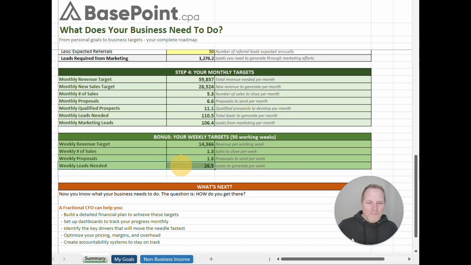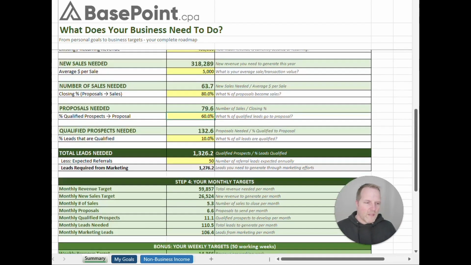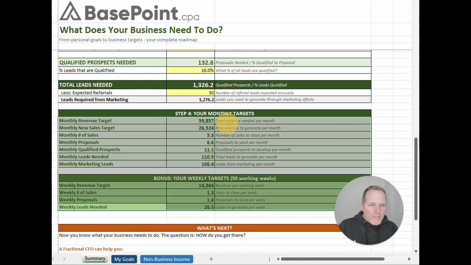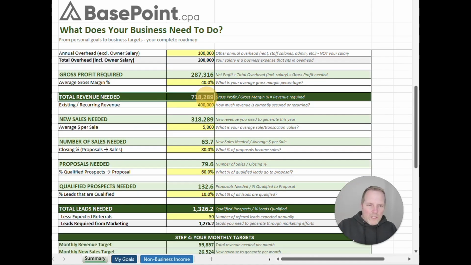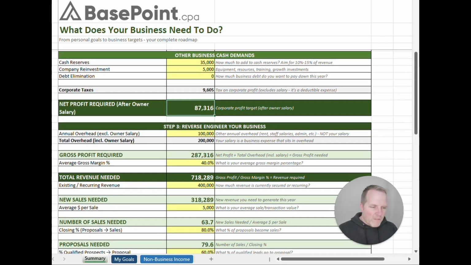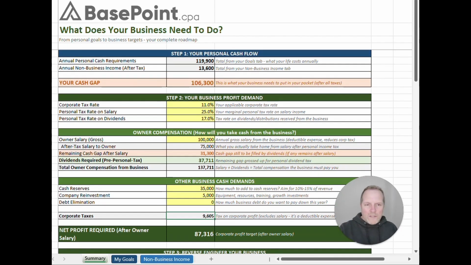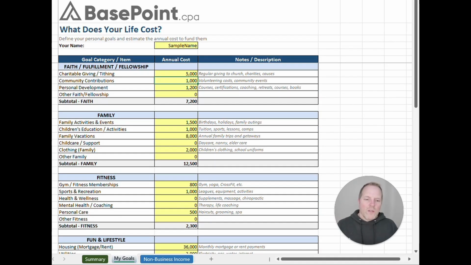Because again, if these are the actual numbers, right? If these percentages are in fact correct for your business, then following these targets will get you to the revenue that you need. And if you maintain your gross margin, that will get you to the gross profit that you need, which then will help cover your overhead expenses, getting you to the net profit that you need to pay your taxes, and get you to the in-hand cash after tax that you need as a business owner to cover your cash gap in order to reach the goals that you have listed out over here.